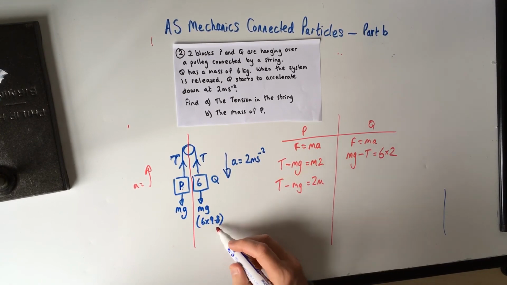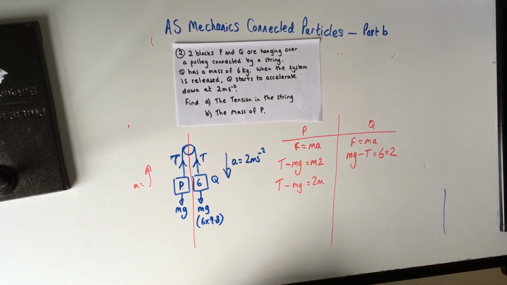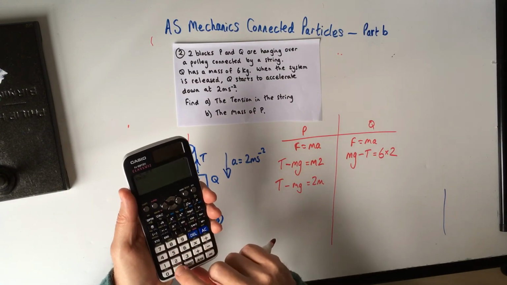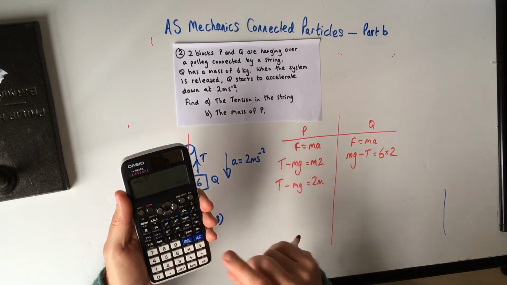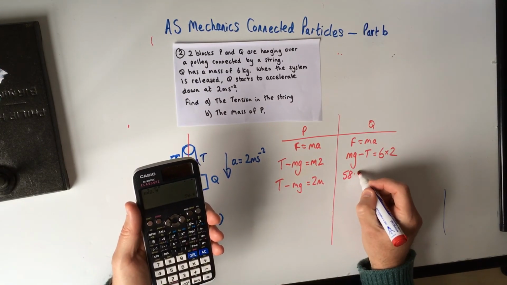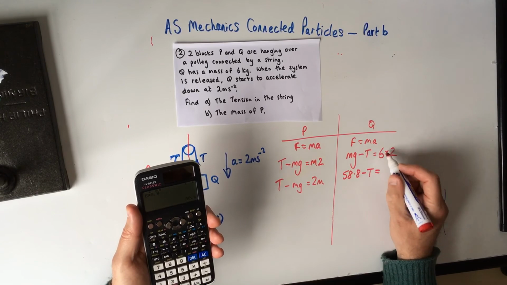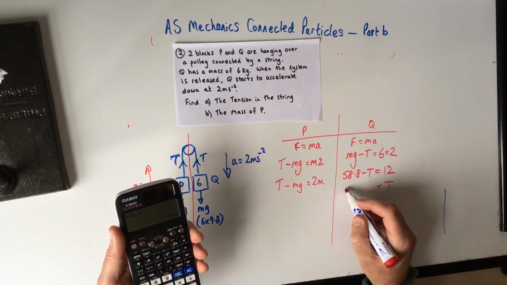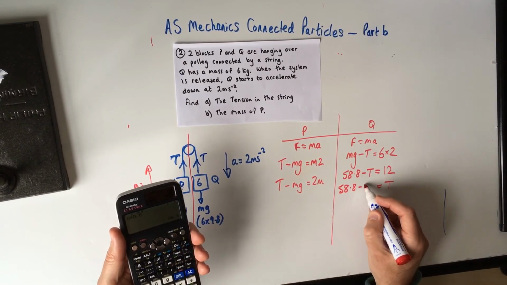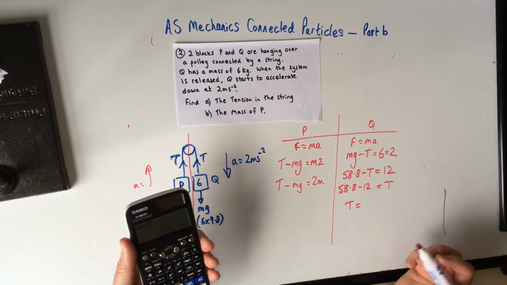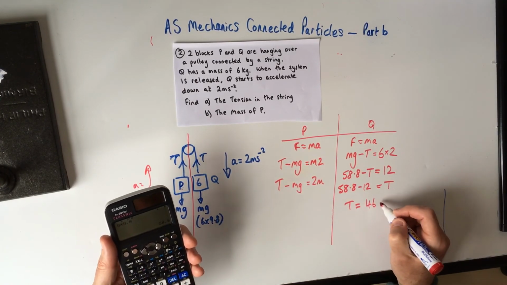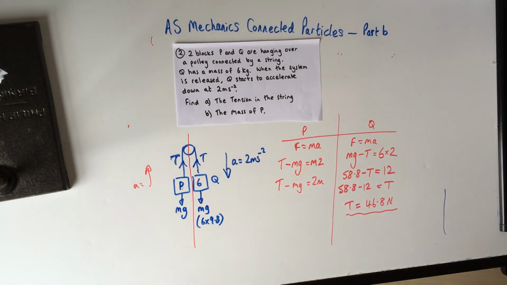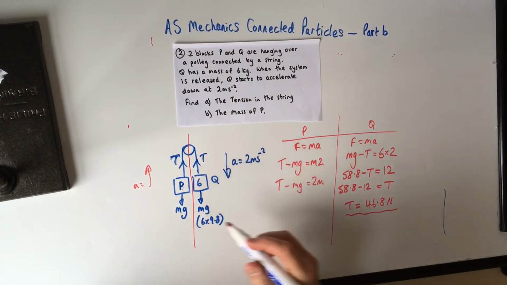Okay, we know what mg is, don't we? The mass is 6, so 6 times 9.8. The weight of that would be 58.8. So we've got 58.8 minus T is equal to 12. And taking the T over there and the 12 over there, we get 58.8 minus 12. And we've got the tension, haven't we? Which is 46.8 newtons. Okay, so we've got the tension in the string now, or the tension in the rope.